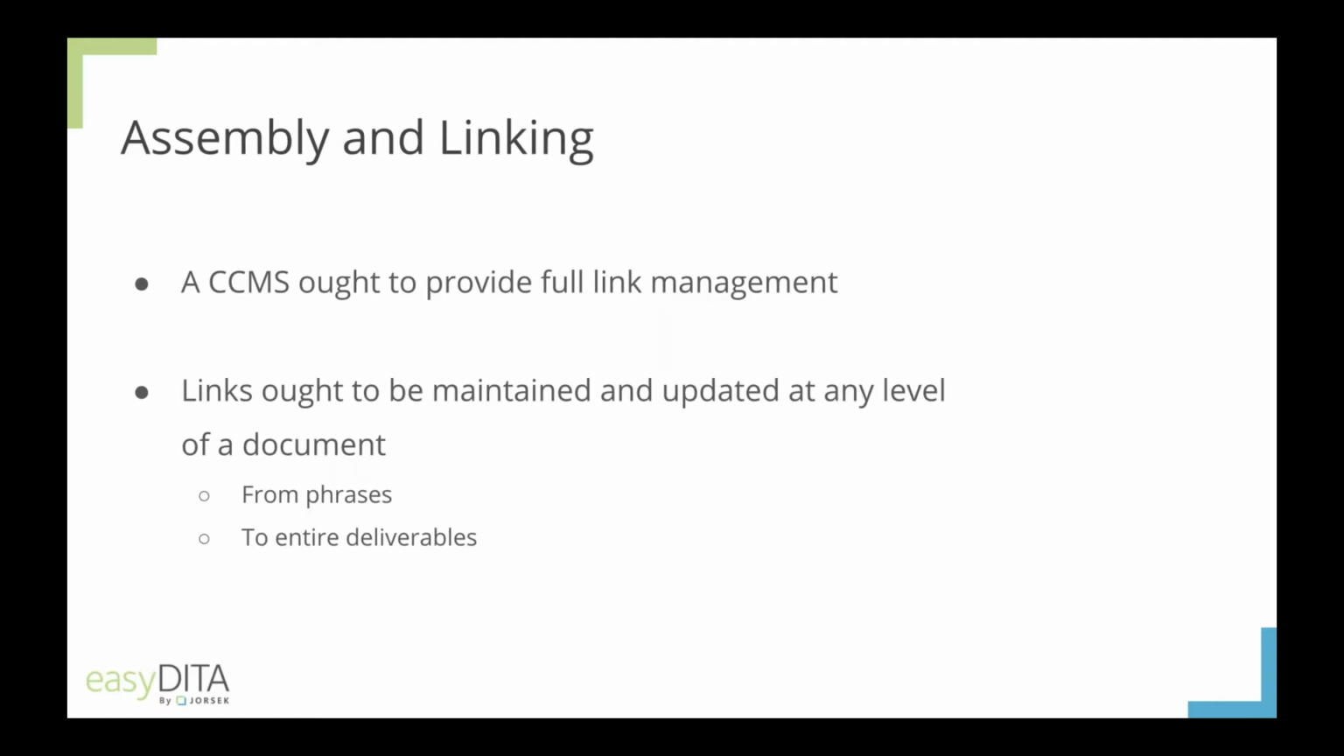And this becomes especially important when you need to move a file from one location in a repository to another. A CCMS needs to be able to update that pathing information to maintain good links. You don't want the links to break and then have to go troubleshoot all that. So this needs to happen, though, from a phrase level all the way to entire deliverables. If you move an entire document from one location in a repository to another, all of the linking information should update, and a CCMS should be able to handle that. And all the good ones do, happily.